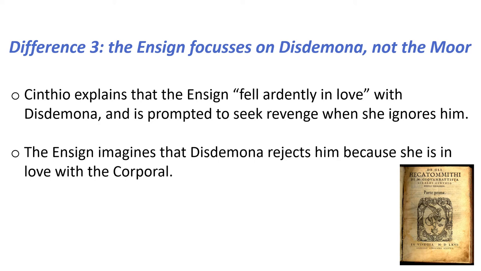So the ensign becoming Iago, that character is quite different. And one of the main things there is that Shakespeare makes Iago's motivations much more ambiguous. And this is what we see in the shift from a morality tale to a modern Renaissance tragedy.